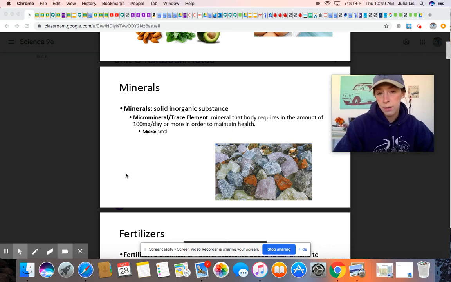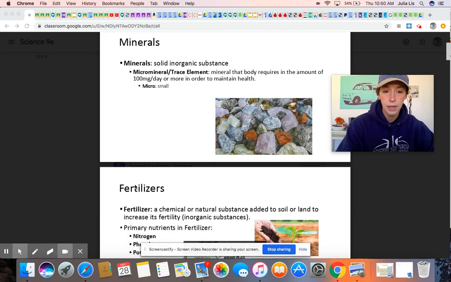So microminerals are small amounts of different types of minerals that we would need in order to maintain good body health. And so typically that would be 100 milligrams a day, and that's typically what you might find in certain vitamins that you take daily.